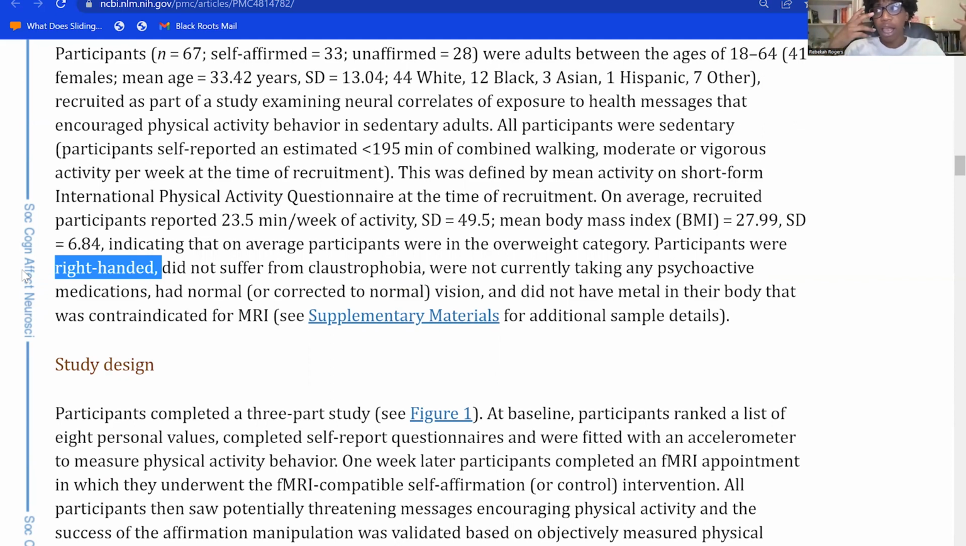The brain is going to work differently if you're right-handed versus left-handed, just based on how neurons are wired. So, to make sure everybody is on the same page about what's being said, all of these brains are right-handed brains. None of these are left-handed brains.